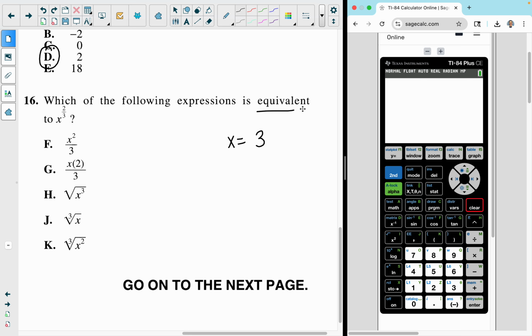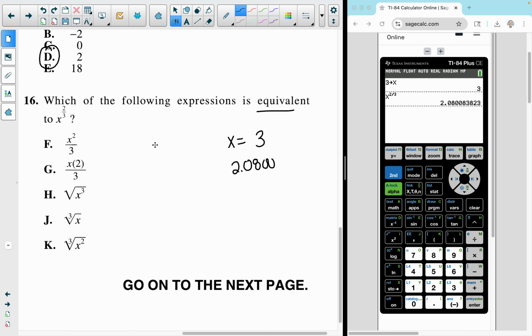I'm going to do the problem because I need to find equivalents. So I'm going to do 3 store x. So now x is my 3. I'm going to type in the original problem, x raised to the 2 divided by 3. And I get this really bad decimal, and that's fine. I'll just jot that down, whatever it happens to be. And now I'm going to go through my answer choices and type these in to find the same exact answer.